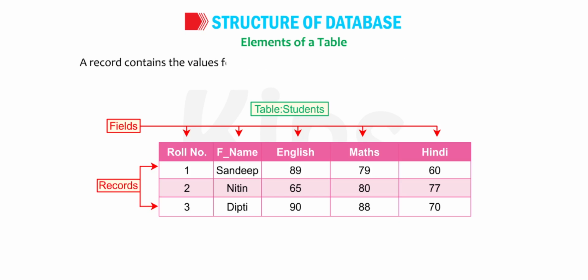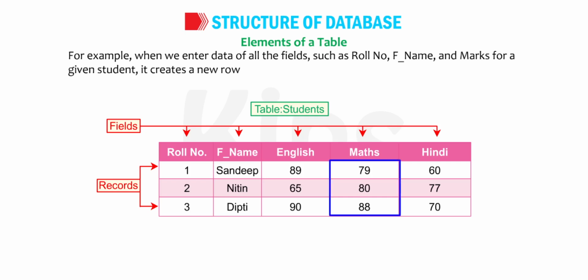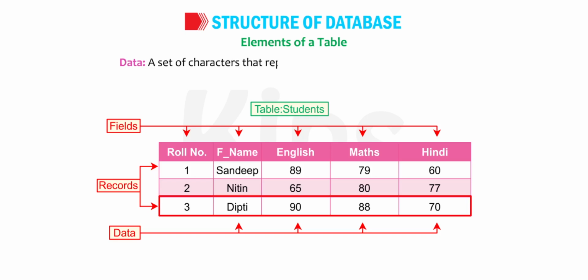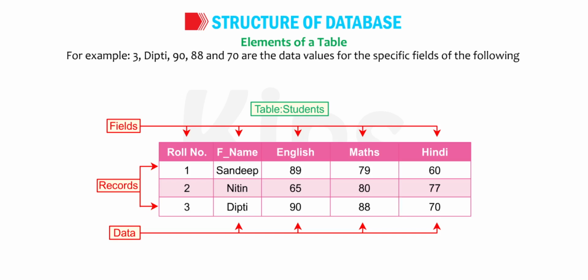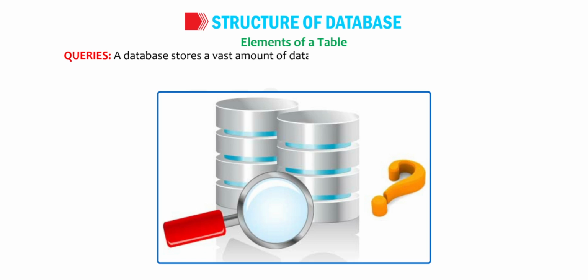A record contains the values for all the fields that belong to a single person or an entity. For example, when we enter data of all the fields such as roll number, full name, and marks for a given student, it creates a new row in a table which is called a record. Data. A set of characters that represents a valid value is known as data. For example, 3, Dipti, 90, 88 and 70 are the data values for the specific fields of the following table, students.